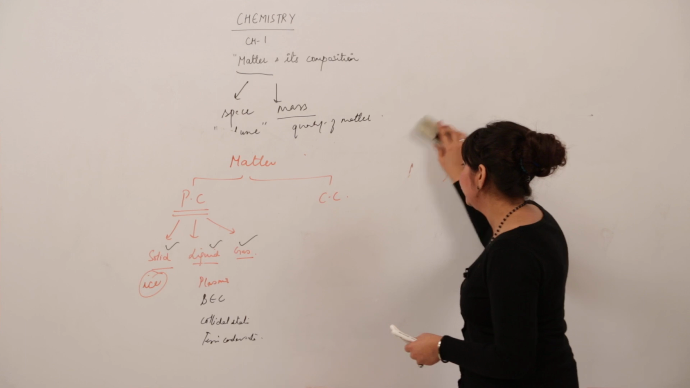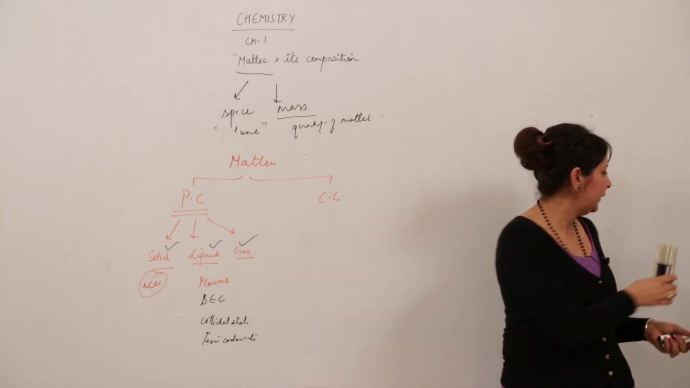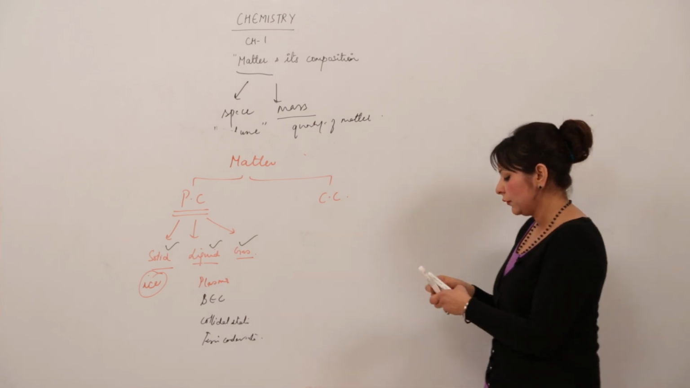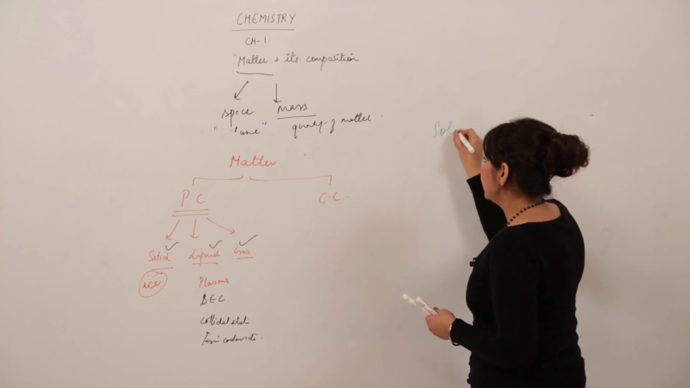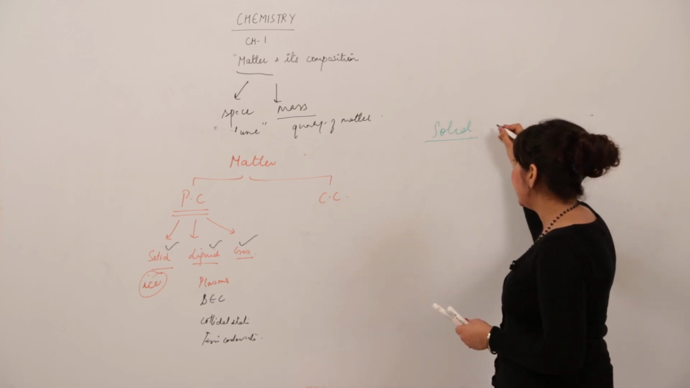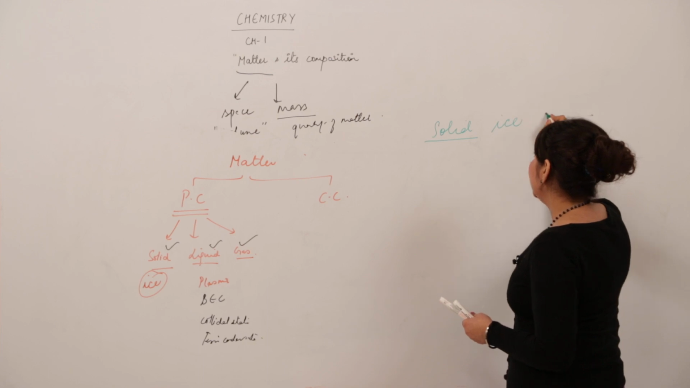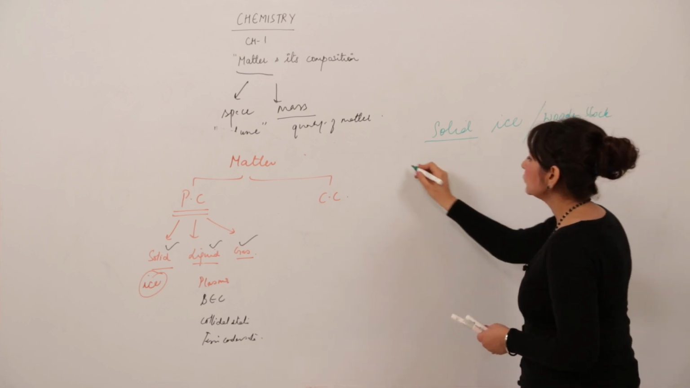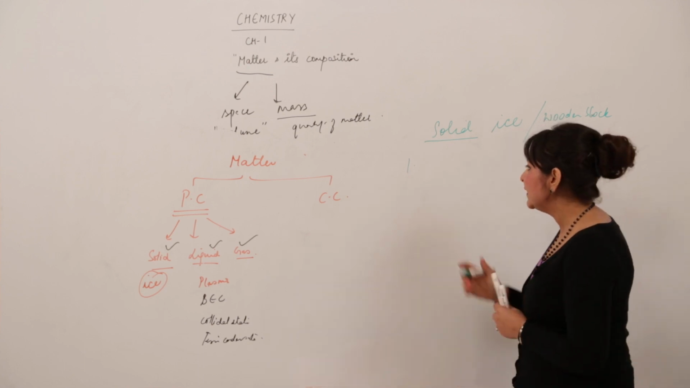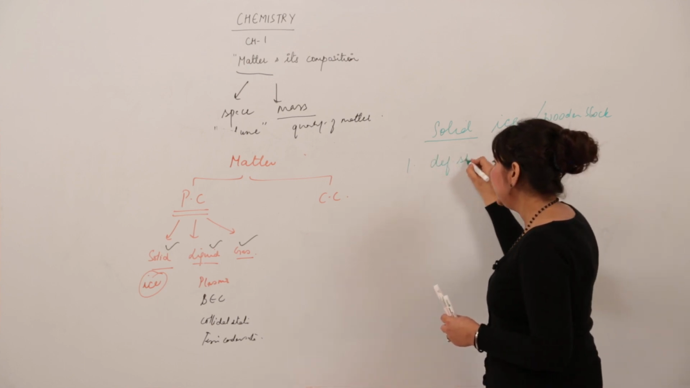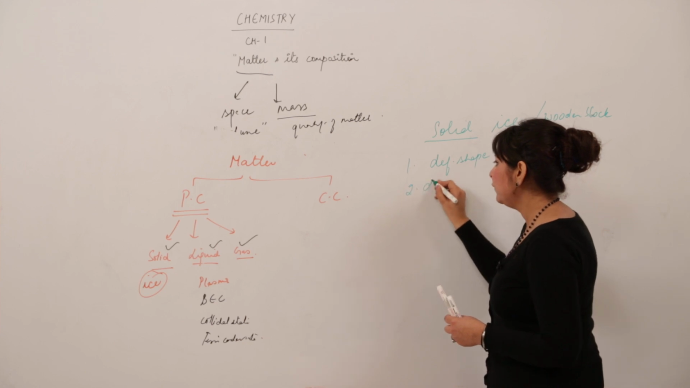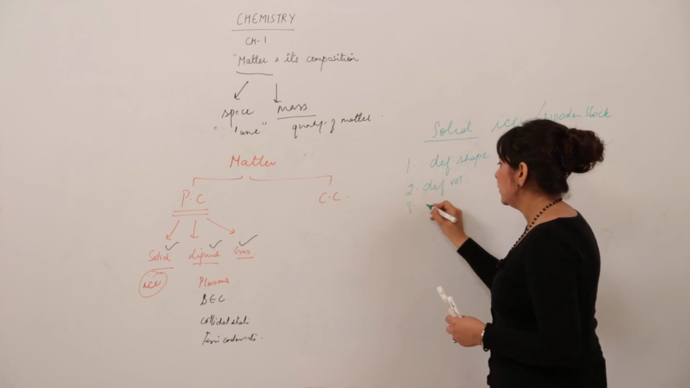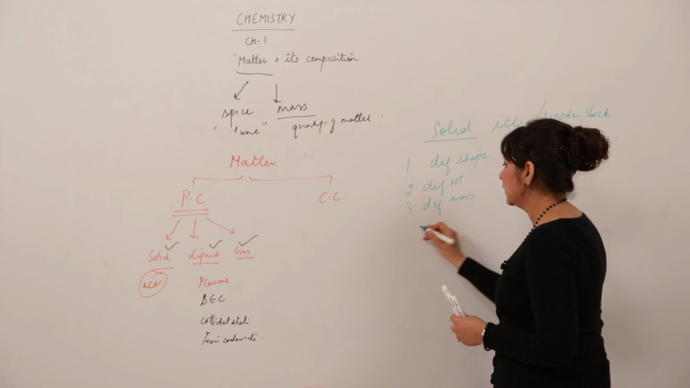So I will list it for you. Just look at the board carefully. See, in solid, for example, I take an example of ice, or I take an example of a wooden block. In both of them, we see they have definite shape, definite volume, definite mass.